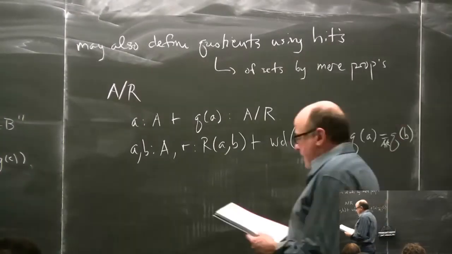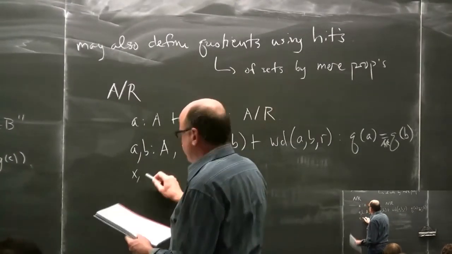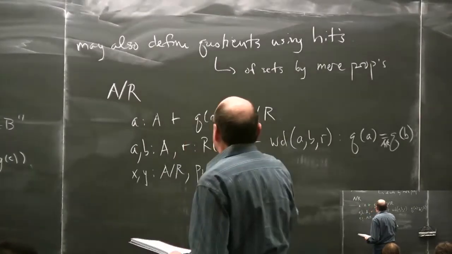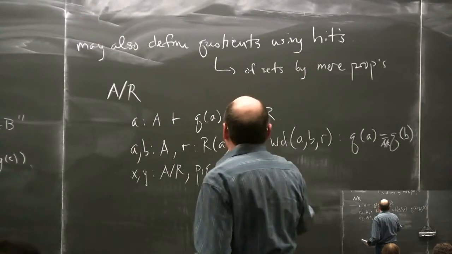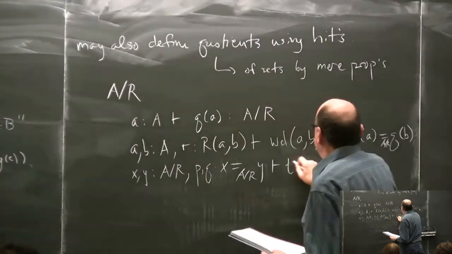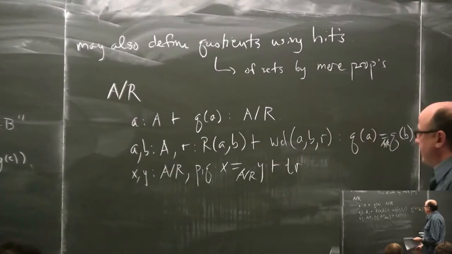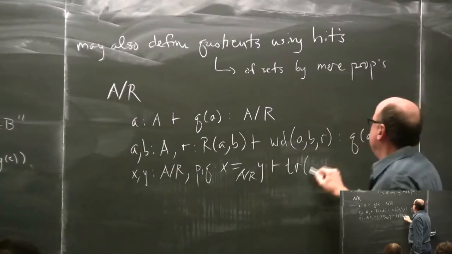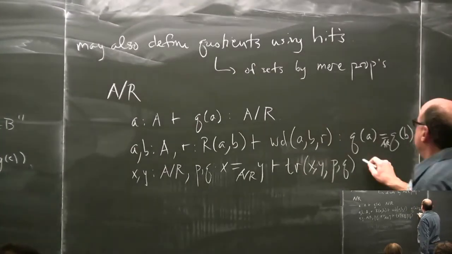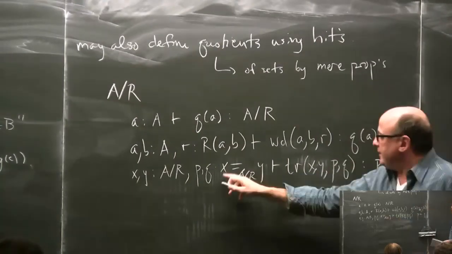And there's the last thing that I have here, which is if you have x, y in A mod R, and we have P and Q which say that they're equal in A mod R, then we have a thing here called TR, which is forcing things. TR stands for truncation, and that's what I'm going to talk about next. This leads me into the truncation, which says that P is equal to Q in the appropriate type, that is that equality type.